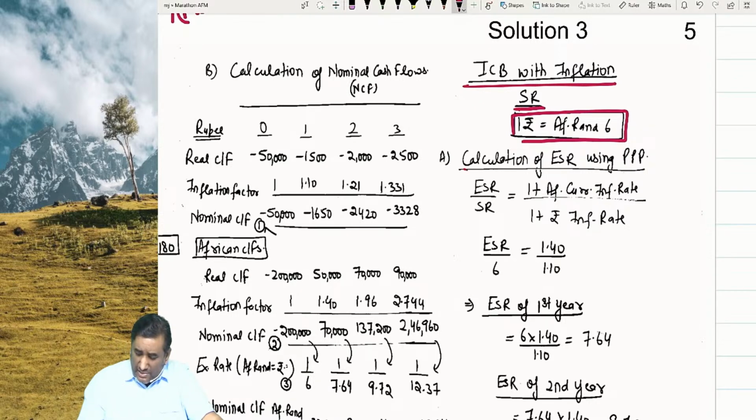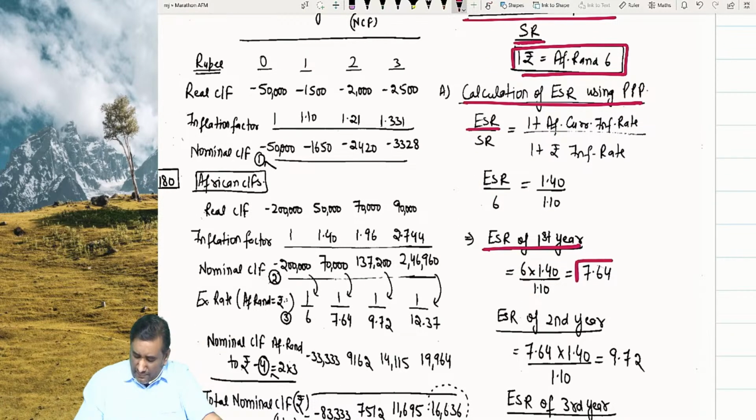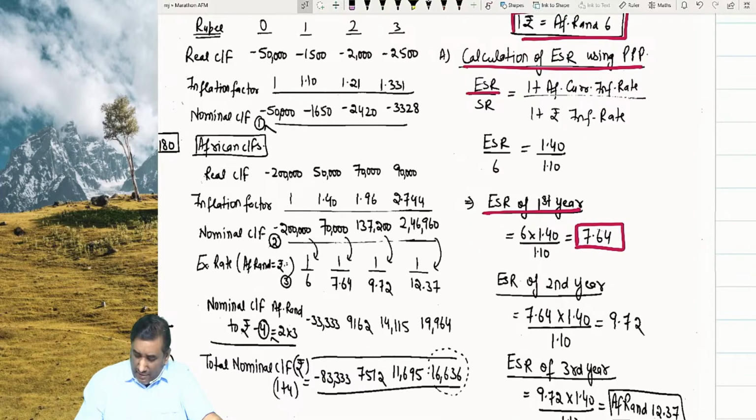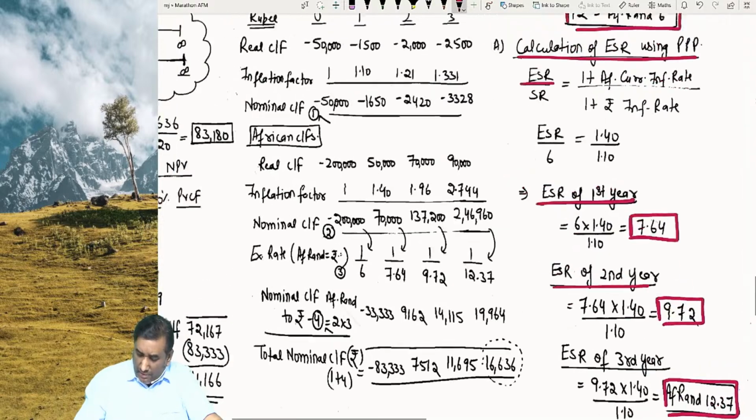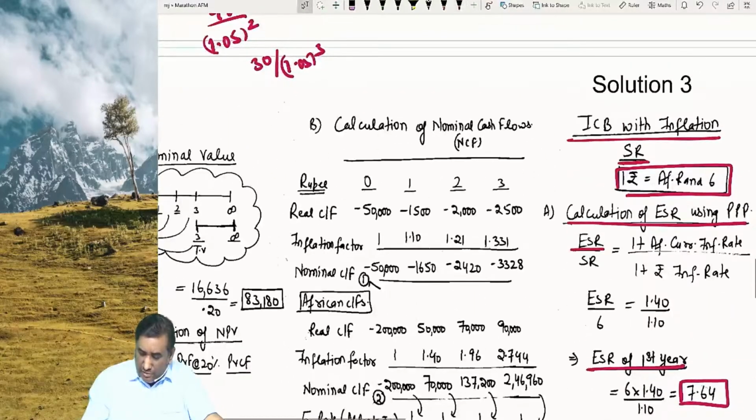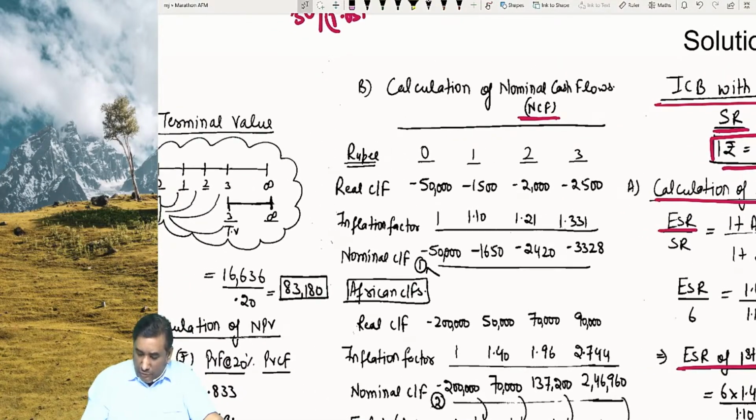So calculation of ESR using PPP, ESR by SR: the first year ESR we get is 7.64, ESR of second year is 9.72, ESR of third year is 12.37. This exactly you told me. Now what we can do is, sir, calculation of nominal cash flows. Nominal cash flows would be equal to rupee. Real cash flows are given: 0, 50, 1, 2, 3.